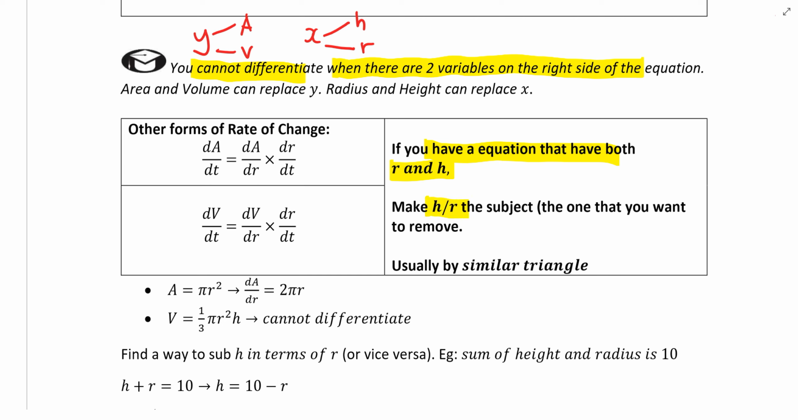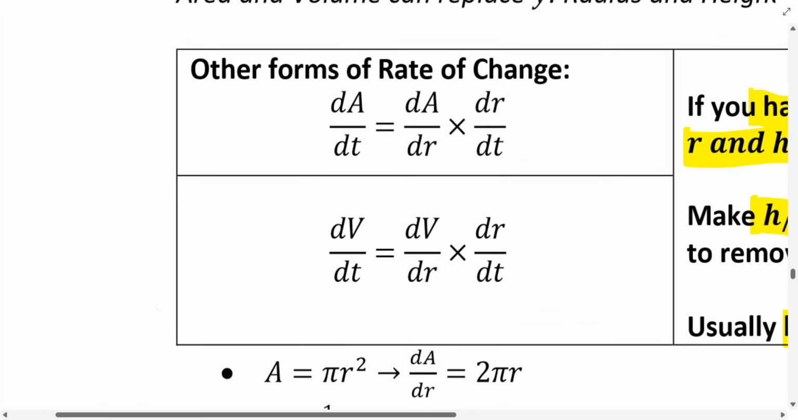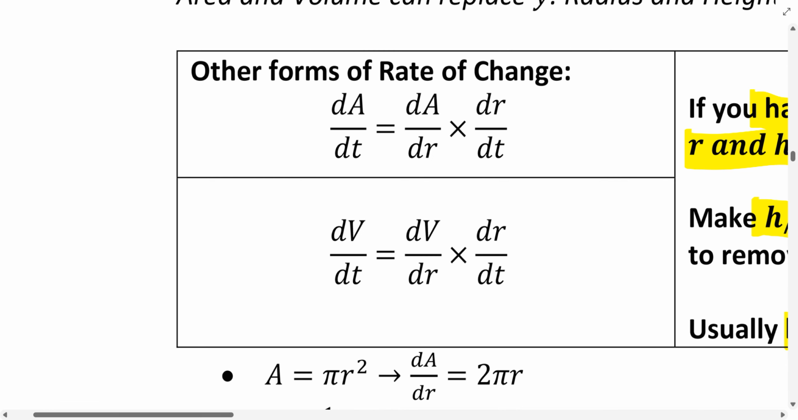You got to make r or h the subject first, the one that you usually want to remove. Sometimes the question will give you information. If not, you have to use similar triangle, especially when there's cone. Then I wrote down here two simple ways of forming the connected rate of change that involves area and volume. So dA/dt equals dA/dr multiplied by dr/dt. Just make sure that this side and this one can cancel and they are mathematically equal. Or dV/dt equals dV/dr multiplied by dr/dt. This one and this one can cancel, and they are mathematically equal.